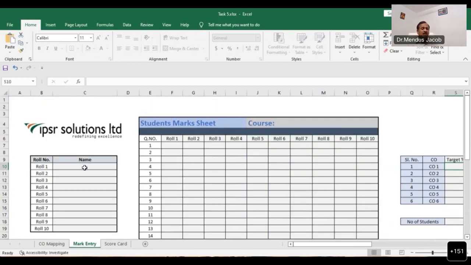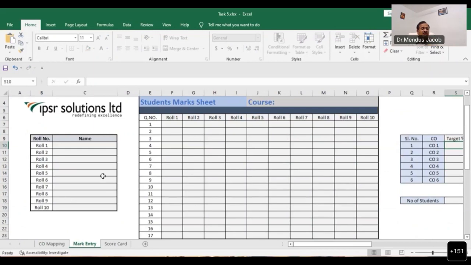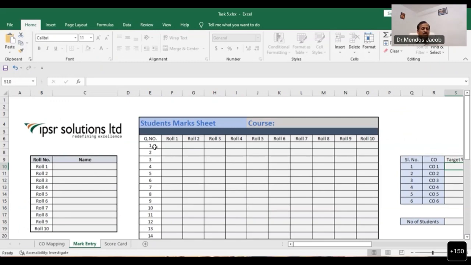In the next tab, there is the roll number. Suppose you are considering 10 students. If you can give the names, it's fine; otherwise, don't worry, because roll number 1, roll number 2 are there. Then for question number 1, what is the mark of the first student? For example, if roll number 1 got full marks, because question number 1 is 1 mark, then for each student you can input the marks there.